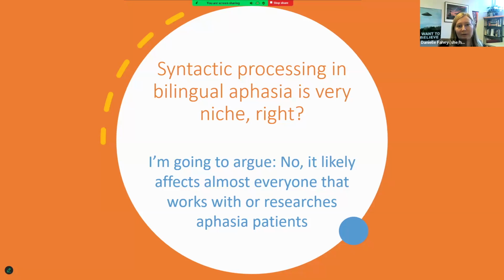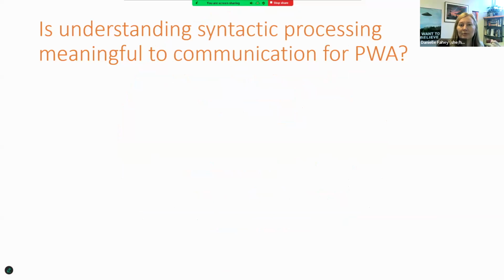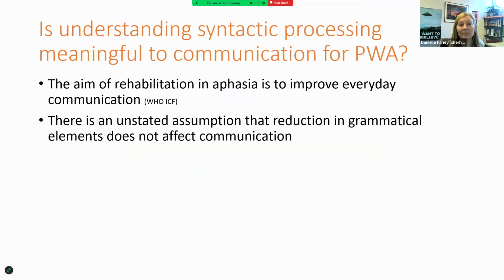So if you work with aphasia populations, likely they're going to have grammar deficits, but also very, very likely you will work with bilingual populations. So is grammar important, or is syntax important, meaningful for people with aphasia for communication? Well, the aim of rehabilitation generally in aphasia is to improve everyday communication as one of the holistic aspects. And we generally don't assume that grammar is really that important of a part, but I think that it is, right?